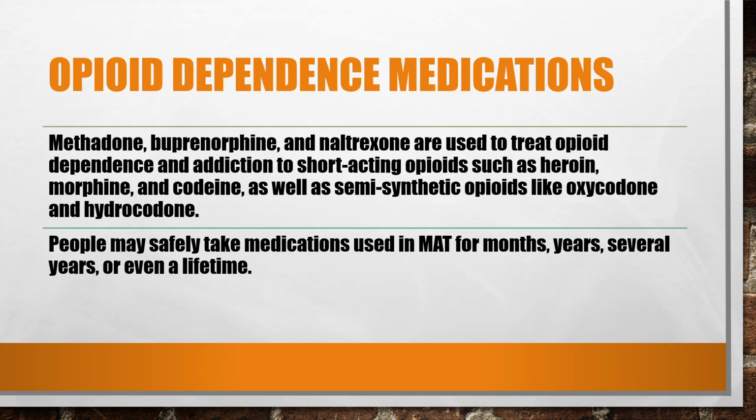So opioid dependence medications we can use. So methadone, buprenorphine, and naltrexone. They are used to treat opioid dependence and addiction with short-acting opioids such as heroin, morphine, and codeine, as well as semi-synthetic opioids such as oxycodone and hydrocodone. So methadone, buprenorphine, and naltrexone are things we can use for opioid dependence.